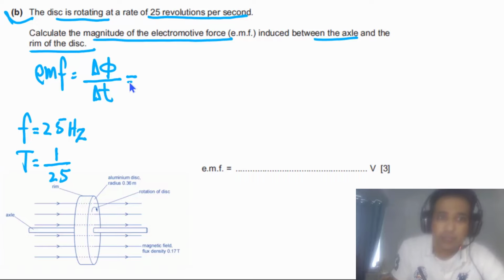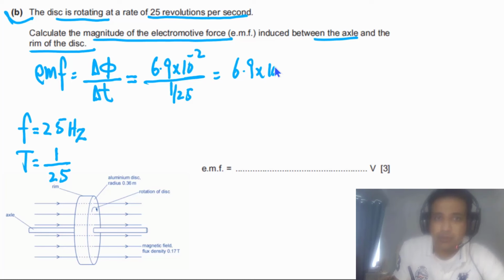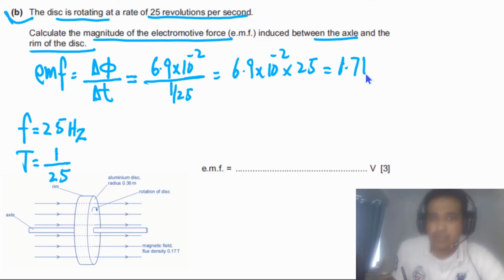Now simply we need to plug in values. Flux passing through the disk, we already have, that was 6.9 times 10 to minus 2 we calculated in the previous part, and the time we have, this is 1 over 25. So if we simplify, we will get 6.9 times 10 to minus 2 multiplied by 25. If we solve this one, we will get 1.7 volts. So this is the EMF induced between the axle and rim of the disk.